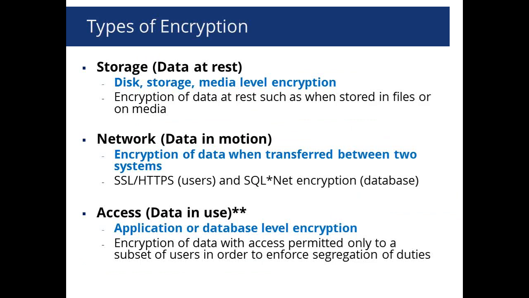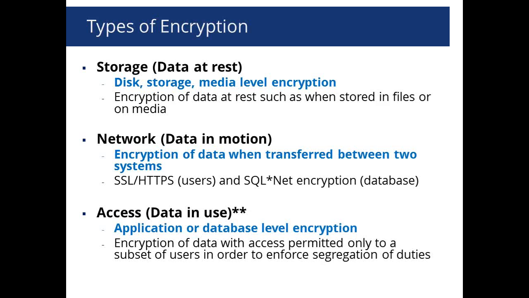There are basically three different types of encryption. There's storage encryption, and that's usually referred to as data at rest. So when the data is sitting on the disk, the storage medium, and the storage medium might be a backup tape, it might be a USB key, it might be a physical hard drive. Is that data encrypted?